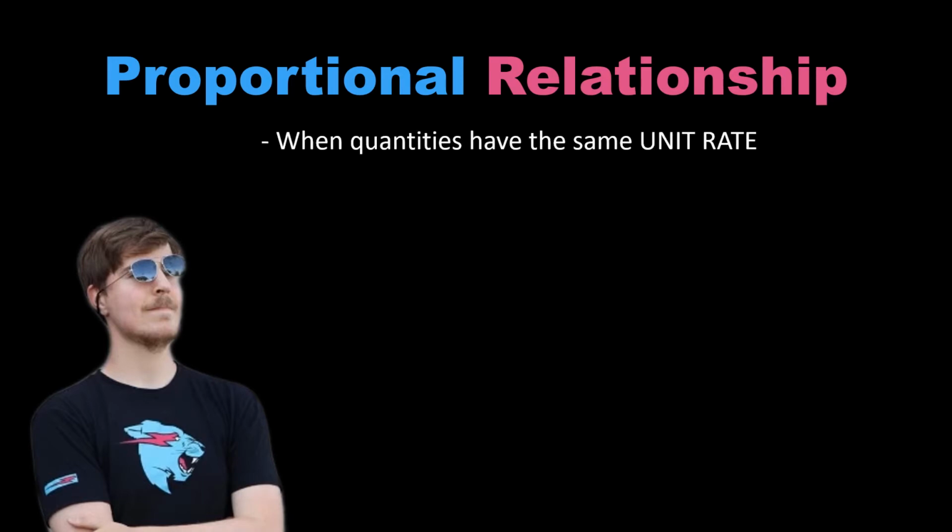A proportional relationship is when quantities have the same unit rate. For example, if I look at these two quantities, 10 over 2 and 15 over 3, let's pretend that they're talking about the cost of cupcakes. The first quantity says 10 cupcakes cost $2, and the second one, 15 cupcakes cost you $3. If you simplified both of those, you would see that they both give you a unit rate of 5 cupcakes costing $1. So yes, they would be considered proportional.